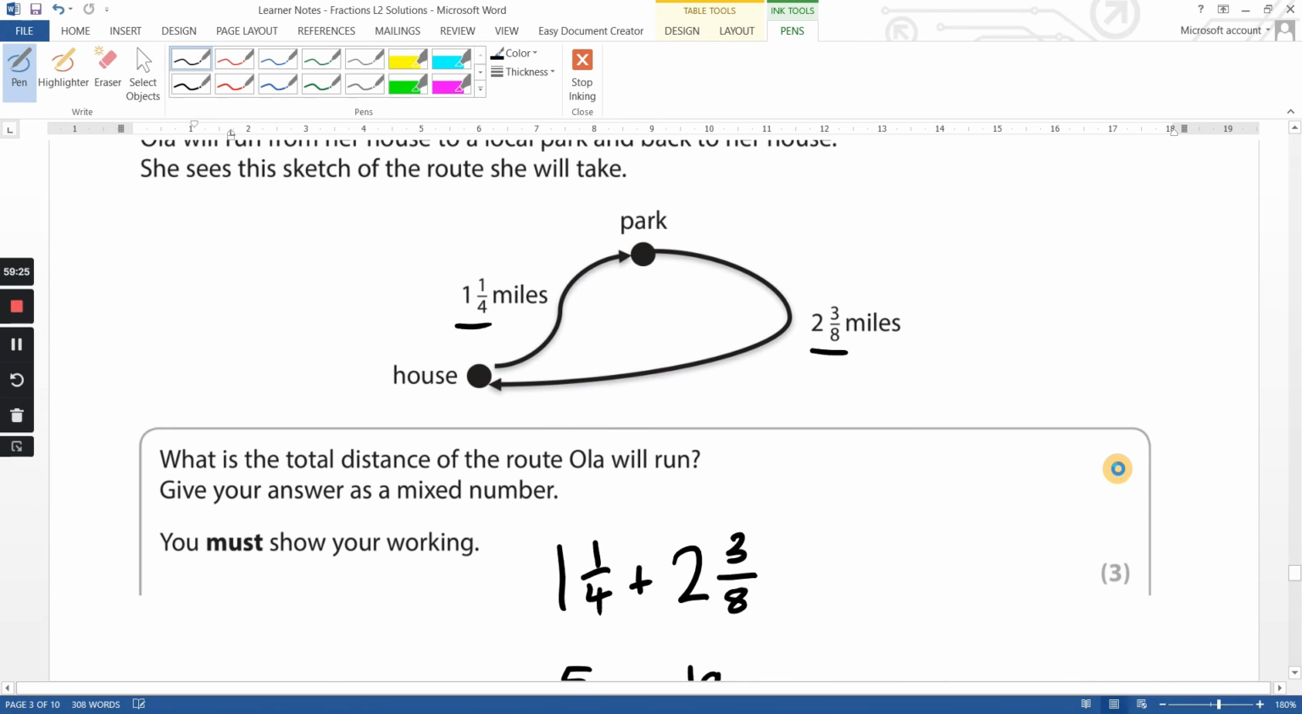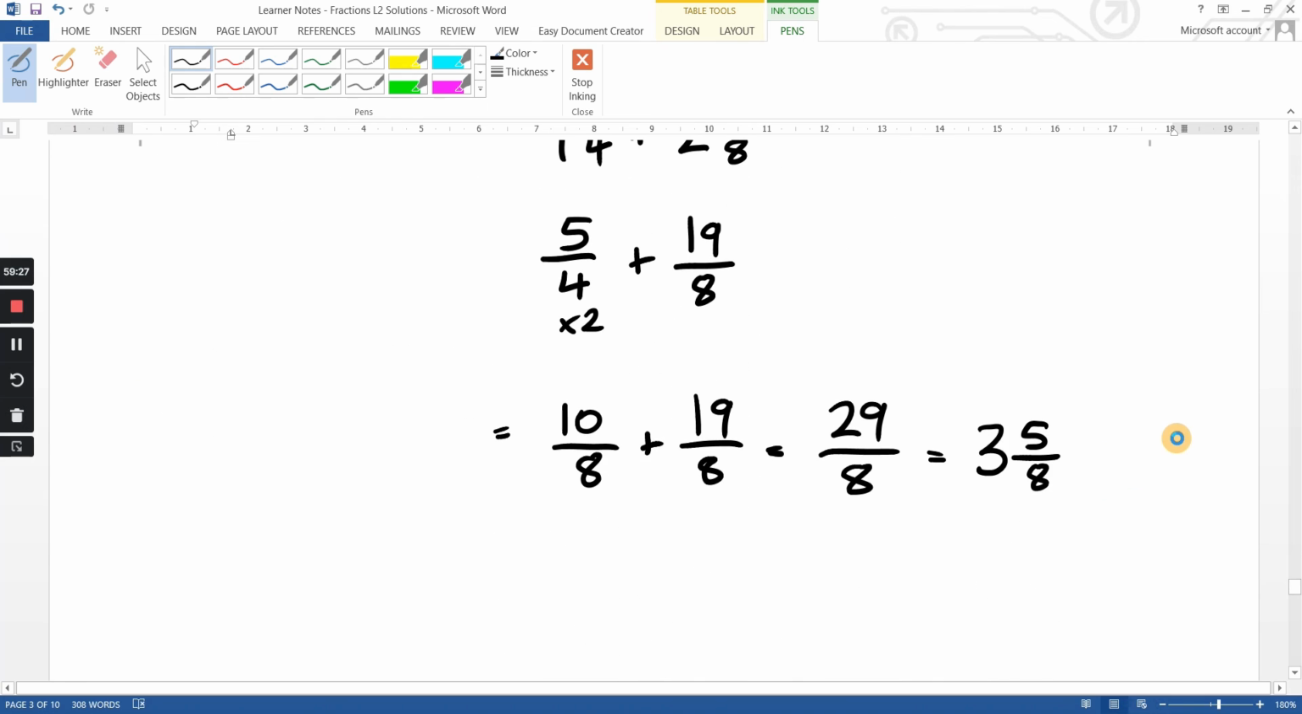What are the units for this? Miles. I'm going to put miles here. Yep, and that's my final answer as a mixed number.